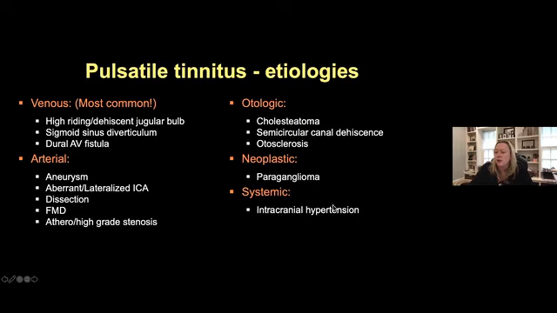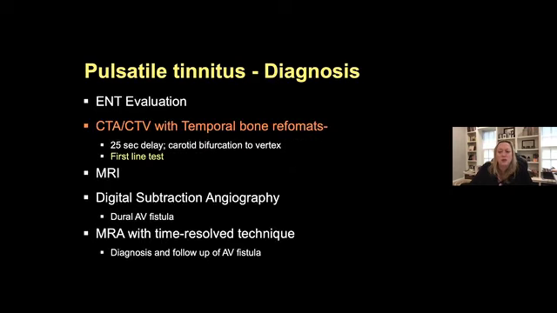You can even see secondary features of intracranial hypertension, with a large expanded empty sella and remodeling of the skull base. But in general, a dural AV fistula you might not catch on a CTA-CTV because it's non-dynamic. Pretty much any of these other things, if you do a hybrid CTA-CTV with T-bone reformats, you should be able to see the etiology. So that's usually the first line test, in my opinion.